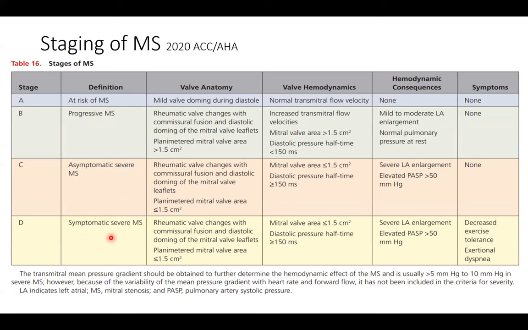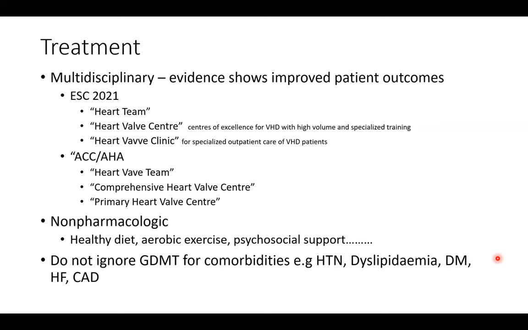Then symptomatic severe is kind of like the stage C, but they have symptoms, either exertional dyspnea, decreased exercise tolerance, and all of that. So treatment or management is multidisciplinary, and there's evidence to show that a multidisciplinary approach improves patient outcomes. The ESC recommends having what is called a heart team with many specialists, as opposed to the ACC/AHA, which calls them the heart valve team.